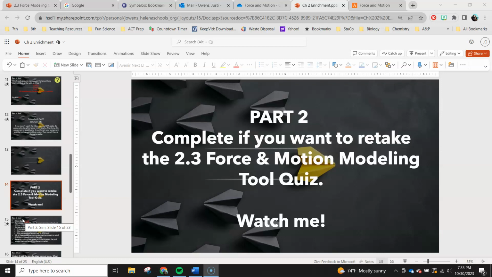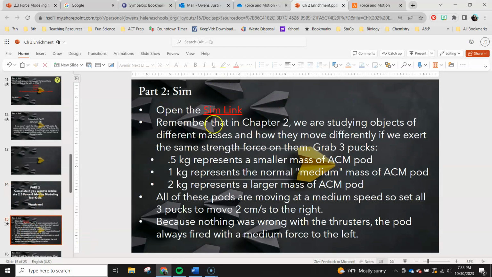So in chapter 2, we were taking a look at the mass of the pod. What if the pod collected too many asteroid samples and had a larger mass? And what if the pod collected not enough asteroid samples and had too light of a mass compared to normal? So you guys are going to test this out in the sim. This should look fairly familiar to you. You've done an activity very similar to this before.